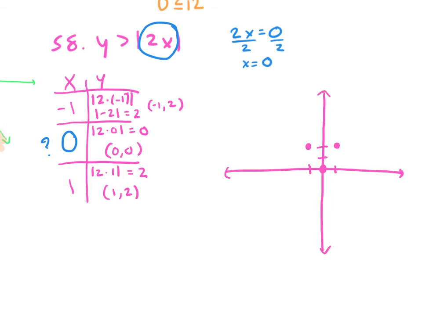So we know our graph's going to be in the shape of a V. Do we have a solid V or dotted V? Dotted V. Perfect. So we put our dotted line here. And now we have to decide where we're going to shade. How can we pick where to shade?